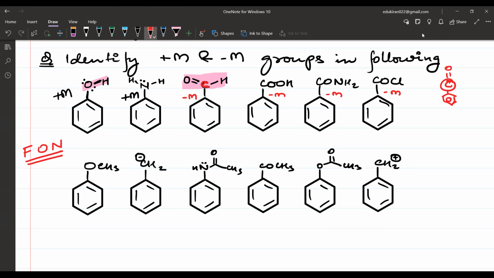Now the case of phenol, this is OH, and OCH3 is very similar because here you are having lone pair electron, and this is also going to be plus M. CH2 negative, so obviously it is plus M because the key atom is having negative charge.